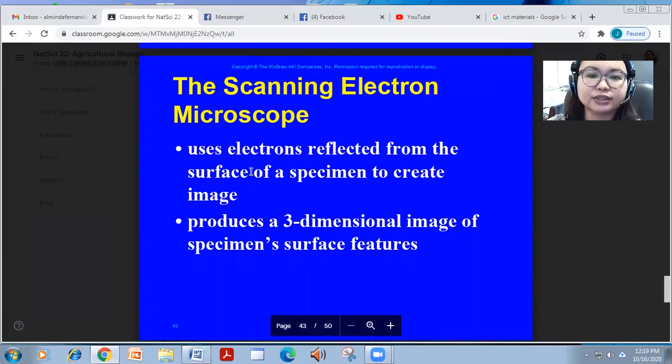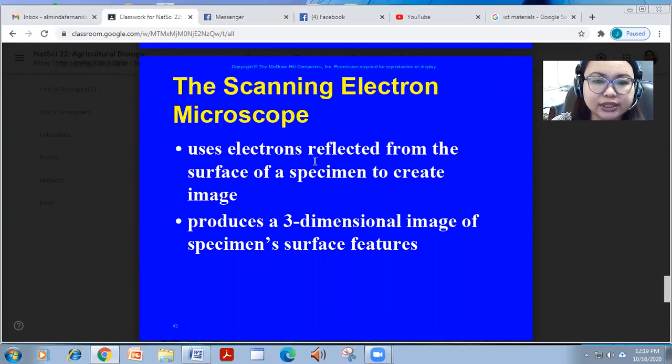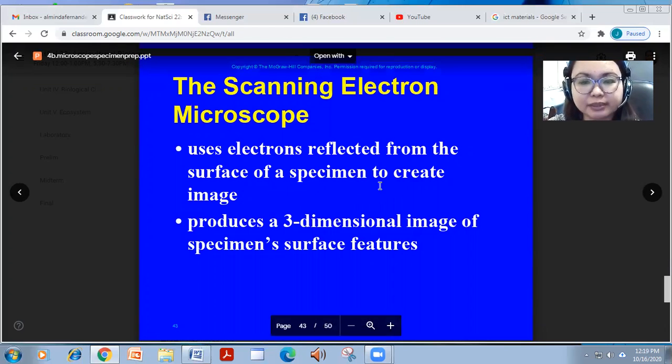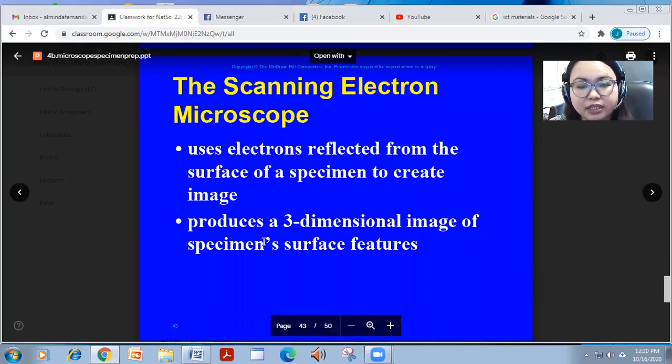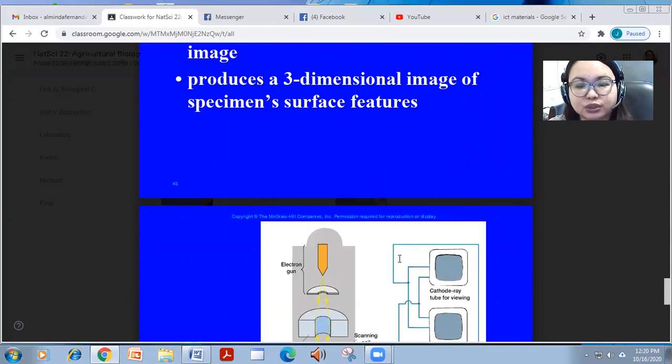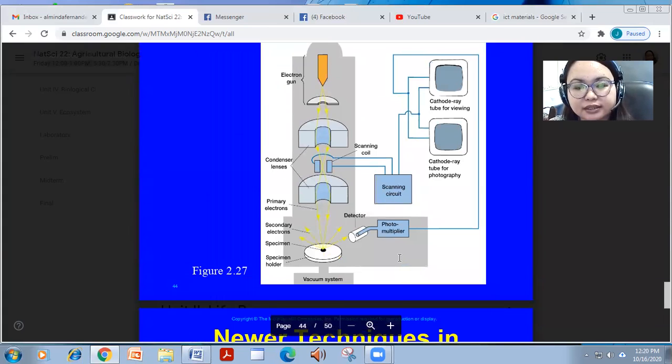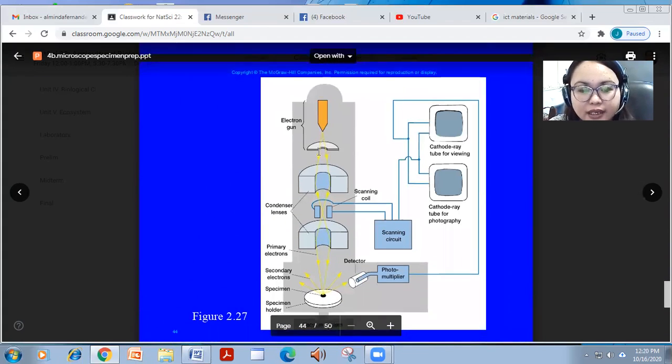So the scanning electron microscope is another type of microscope. It uses electrons reflected from the surface of a specimen to create an image. So earlier the electrons are scattered, this one they are reflected, and it produces a three-dimensional image of the specimen surface features. So this is how the different parts are illustrated.